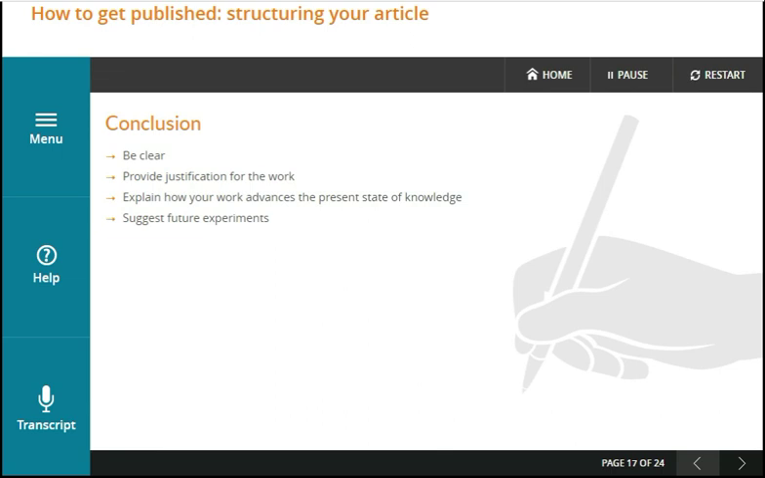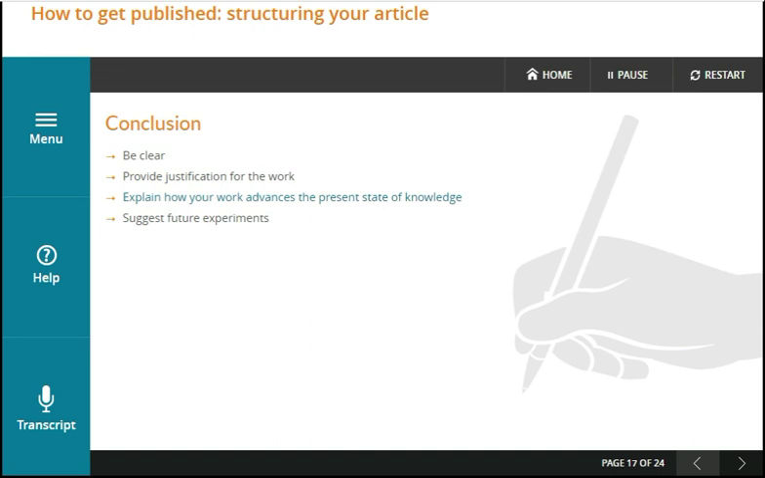The conclusion is used to show how your work advances the field of study. Be clear in the conclusion to help the reviewers and editors judge your work and its impact. Provide clear justification for how your work advances the field. This can be achieved by indicating uses, extensions, or applications of the work.